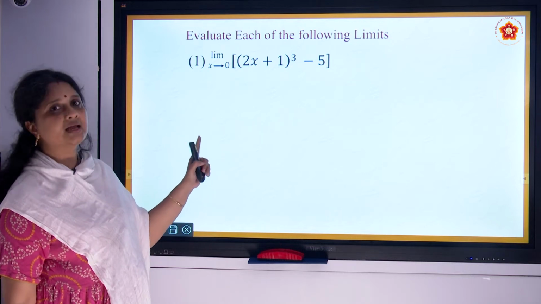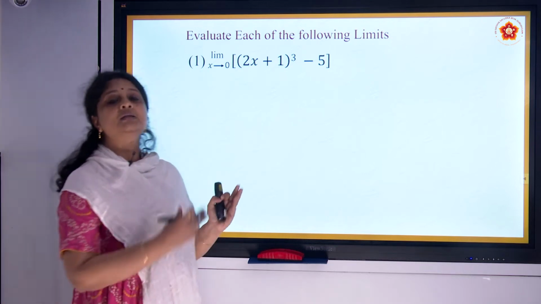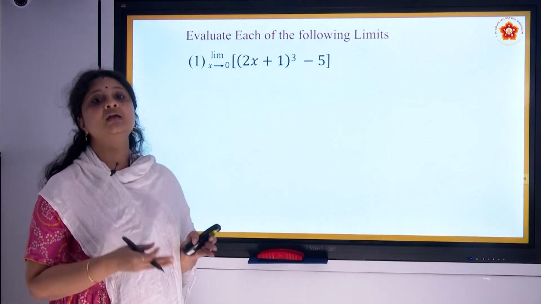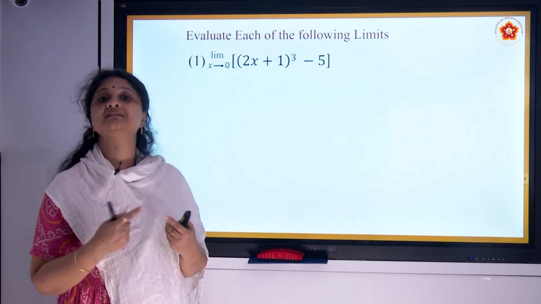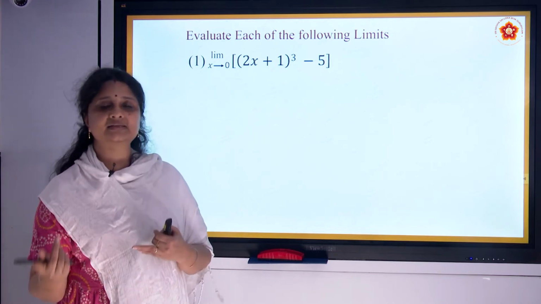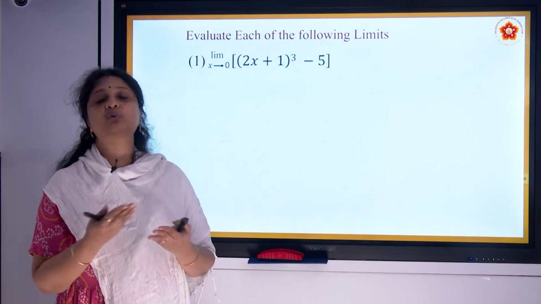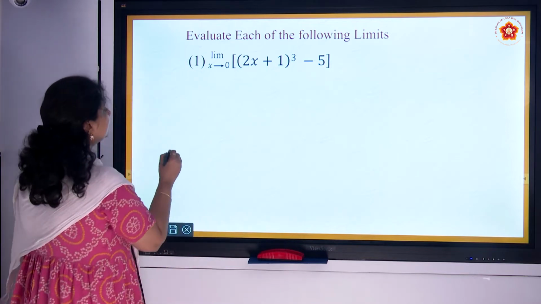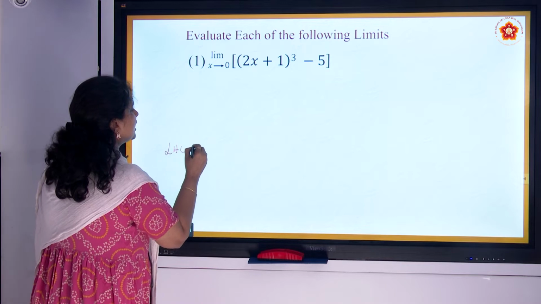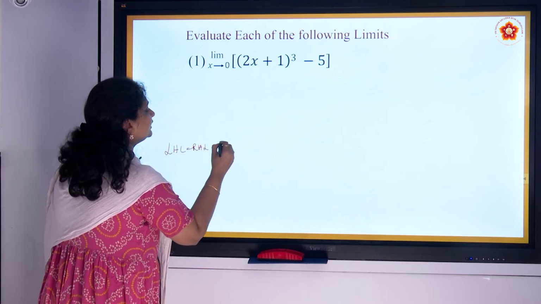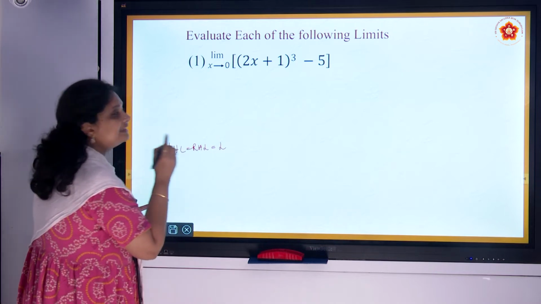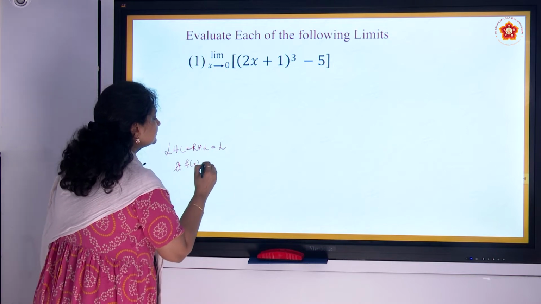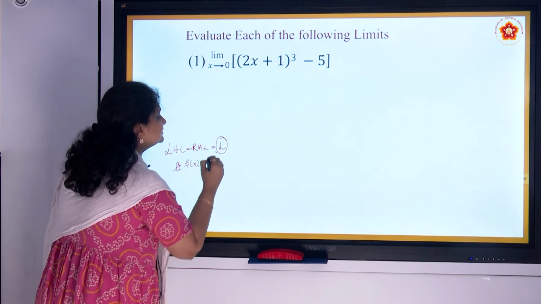Now, this question says evaluate each of the following limits. It does not ask you to check whether the limits exist or not, right? In the previous question, we were asked to check whether the limit exists. So we had to check the left-hand limit and the right-hand limit, and see whether both are equal. If the left-hand limit is equal to the right-hand limit, then both are equal to the same number, and we say that the limit exists and the function also tends to the same value as the limit.